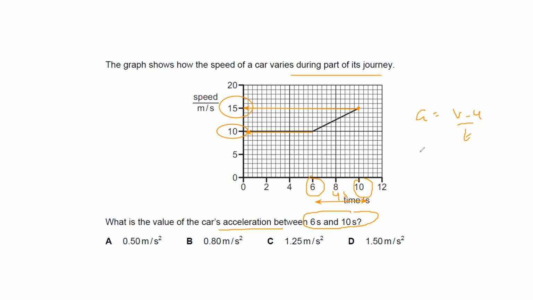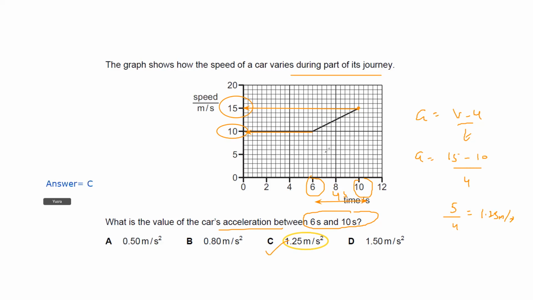So acceleration is the change in velocity. So 15 minus 10 divided by the time interval, which is 4. So it will be 5 divided by 4, and 5 divided by 4 is 1.25 meters per second squared. So C will be the right answer for this question.